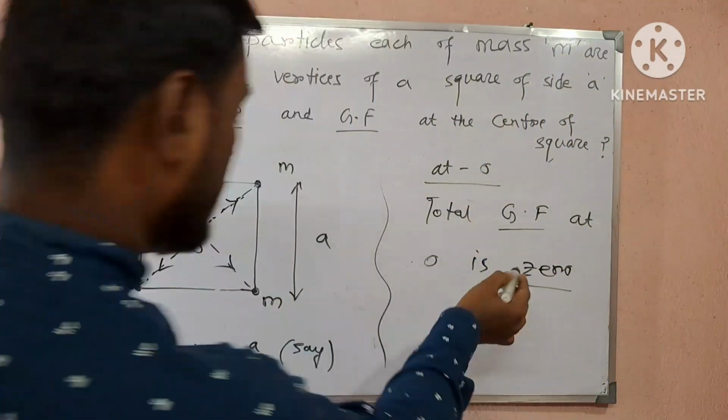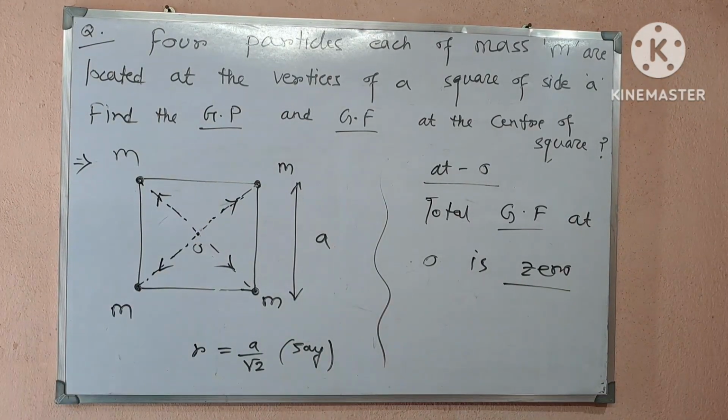This is the formula of gravitational field. Why? Because it is a vector quantity.